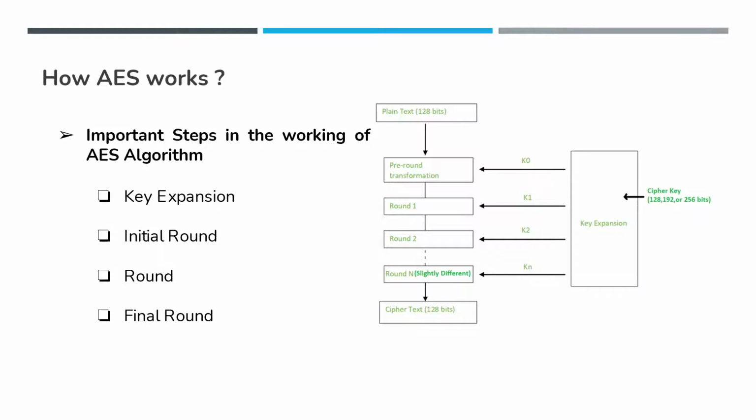Now, how does AES work? Basically, it depends on the size of the key. Depending on the size of the key, if it is 128 bit, then we will proceed in 10 rounds, and further depending on its size. Important steps in the working of the AES algorithm are key expansion, initial round, rounds, and final round.